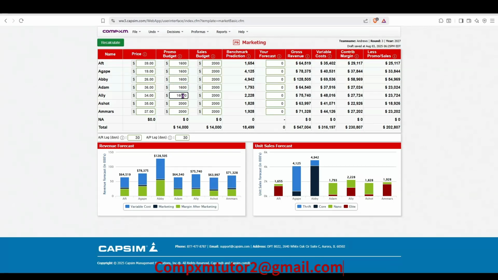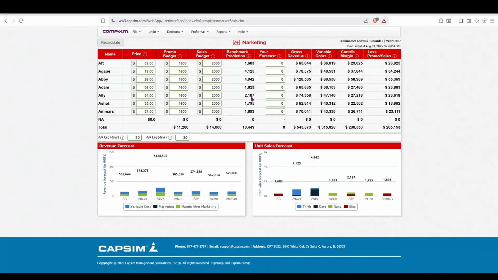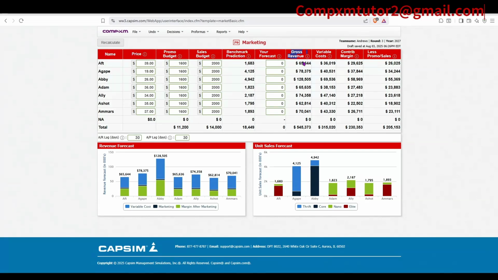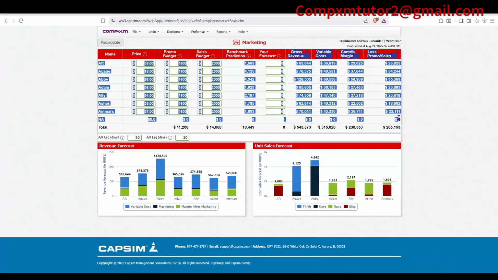Next is the sales budget. For the sales budget, I'm just going to maintain at 2,000 so that we can get a good coverage for the customer accessibility. But for the promo budget, we have to reduce it so also we can maximize on our profits. After doing that, I can recalculate, and you can see you have changes of the gross revenue, variable cost, and maybe contribution margin, and the less promo stock sales.